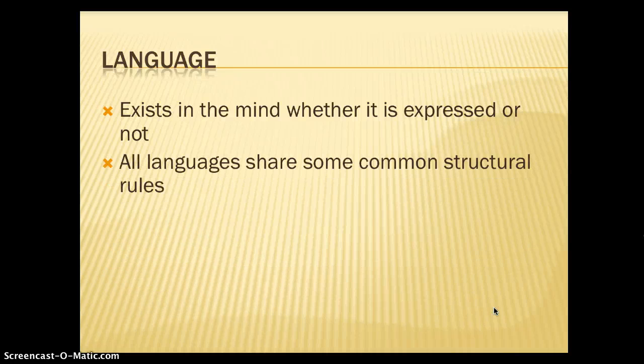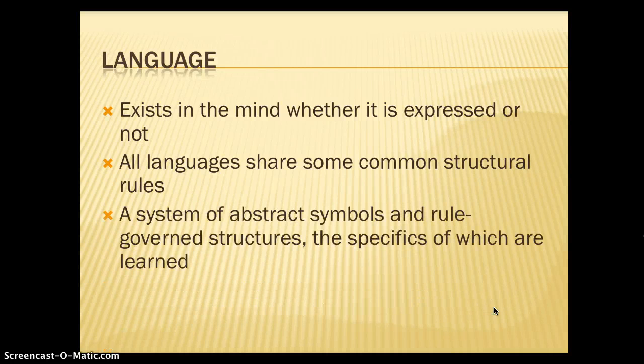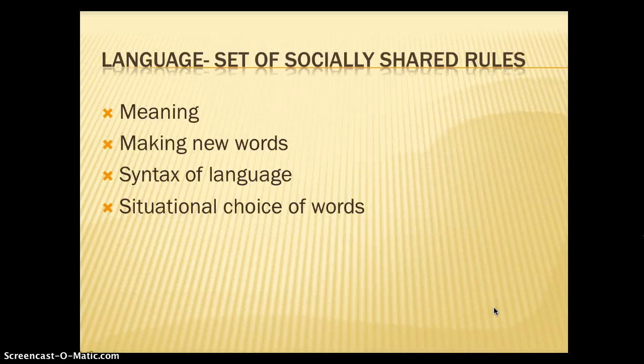Language. Language exists in the mind, whether it's expressed or not. All languages share some common structural rules. A system of abstract symbols and rules govern construction, the specifics of which are learned. And language is constantly evolving. Language does have a set of socially shared rules when it comes to meaning, when it comes to making new words, when we look at syntax and situation.